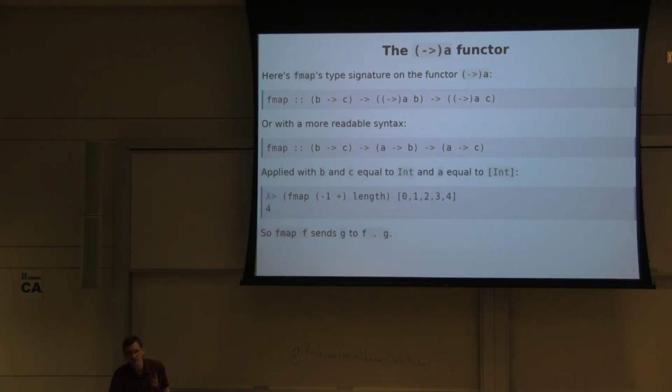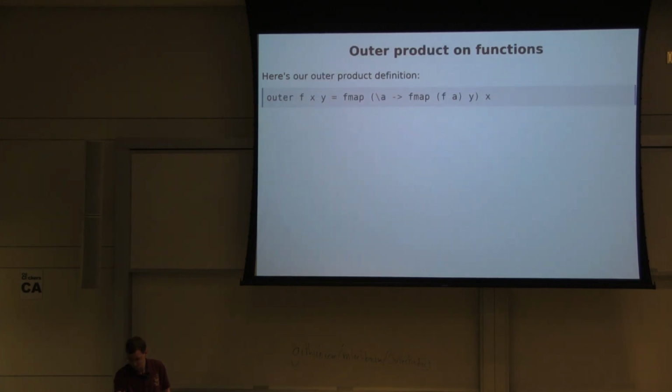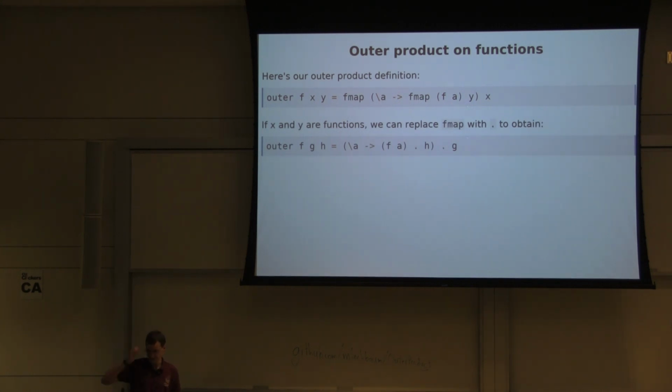On other slides, does anyone want me to explain this? How functions from A are functors? So yes, they are, and functor mapping is composition. Now, let's look at what happens when we take the outer product on functions. Just going from the definition, I'm writing G and H, these first two arguments, because those are functions now. And here I've just rewritten the definition of outer product using composition.